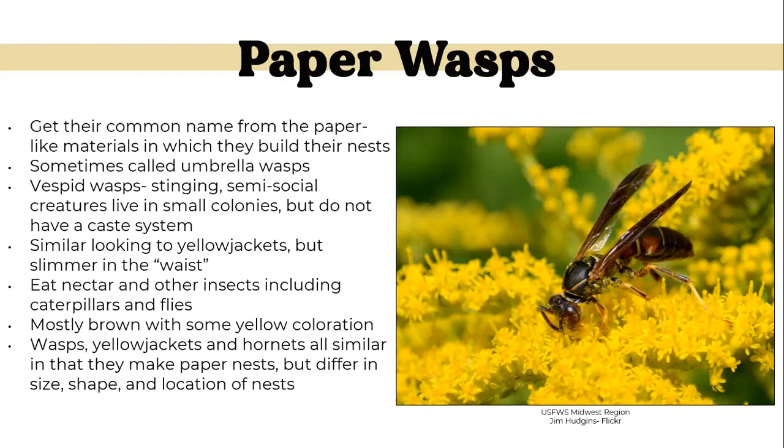They're mostly brown and they have some yellow on them. Wasps, yellow jackets, and hornets, a lot of people get those confused. They're very similar because they all make nests like this paper kind of nest, but the way you can tell them apart is their size, the shape, and the location of their nests.